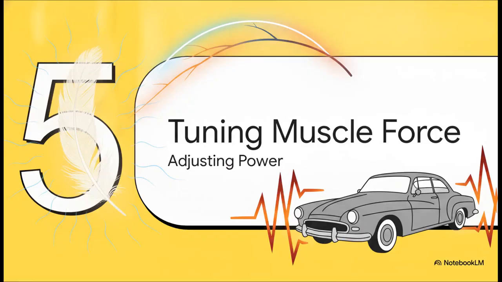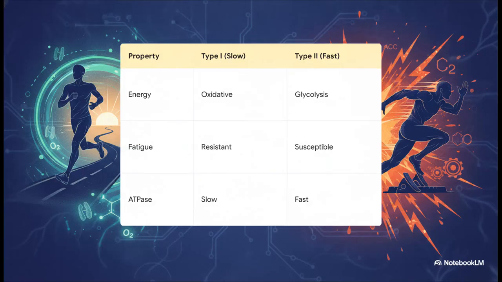Section 5. Tuning muscle force. But you know, lifting a delicate feather requires a very different level of force than lifting a car. To manage these different tasks, your body essentially recruits different engines. Type 1 fibers are your slow twitch muscles, relying on oxidative energy. These guys are your endurance marathoners. They keep you standing all day long without fatiguing.